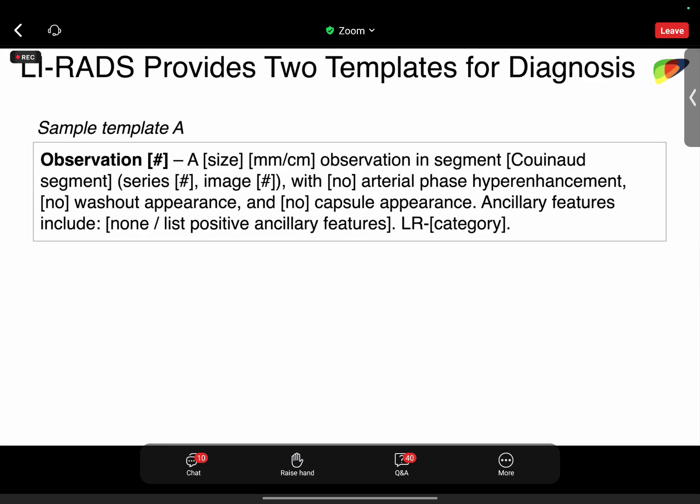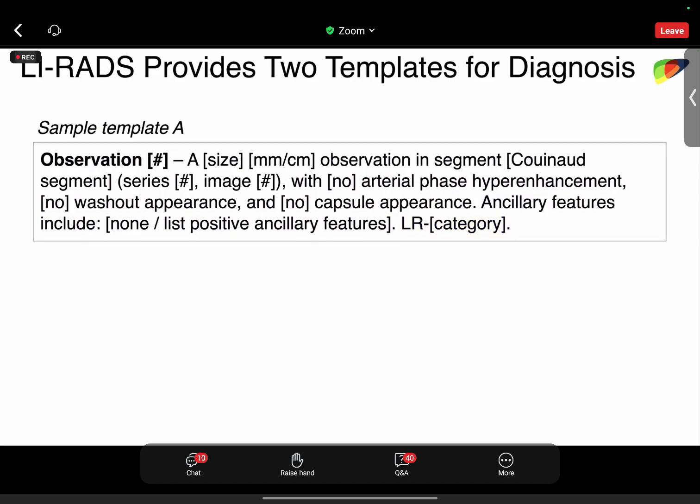The structured text in a single continuous paragraph lists the observation number, the size, either in millimeters or centimeters, the Couinaud segment, along with series number and images. We then explicitly list the presence or absence of the major imaging features. We optionally list the ancillary features if present, and then we assign a LI-RADS category.